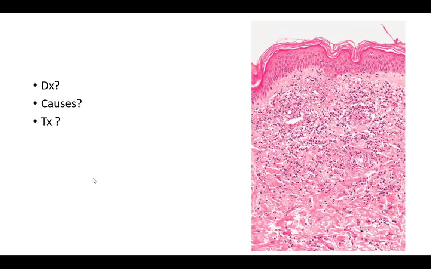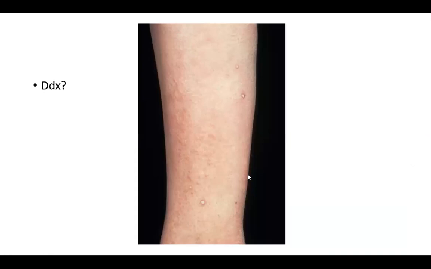And then if it's idiopathic or not associated with any of these, you can treat it with treatments like dapsone, colchicine. And if it's too severe, you can use systemic steroids. And if there's an underlying cause, you treat the underlying cause. Let's move on. Okay. Differential diagnosis here.